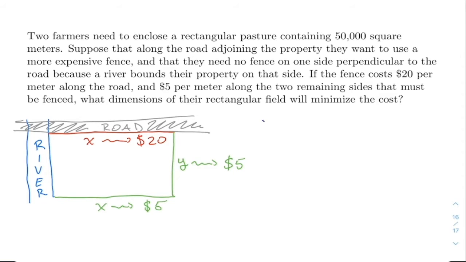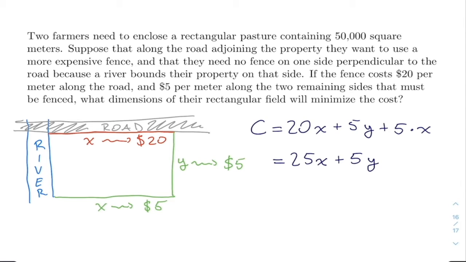So first of all, let's write the cost of this fence. So the cost will be $20 times the X meters. This will be the cost of building this fence. Building this fence will cost $5 per meter, and the fence on the bottom will be 5 times X. So putting this together, this will cost $25 times the X meters plus 5 times the Y meters.